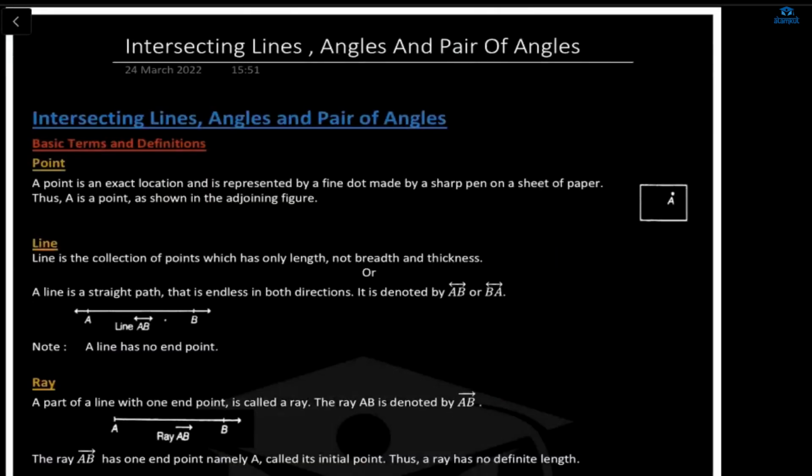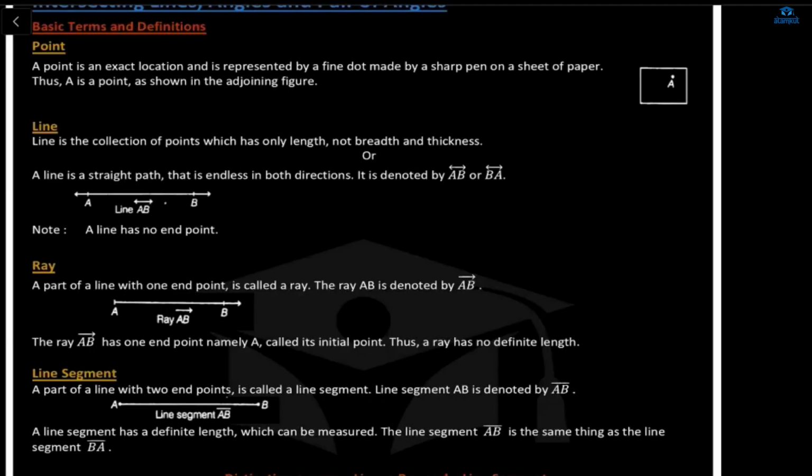Now, ray. And yes, a line can be extended on both sides. You cannot draw a line on paper; we can only represent a line on paper. A line is infinite in length, so you can't draw it on a piece of paper.